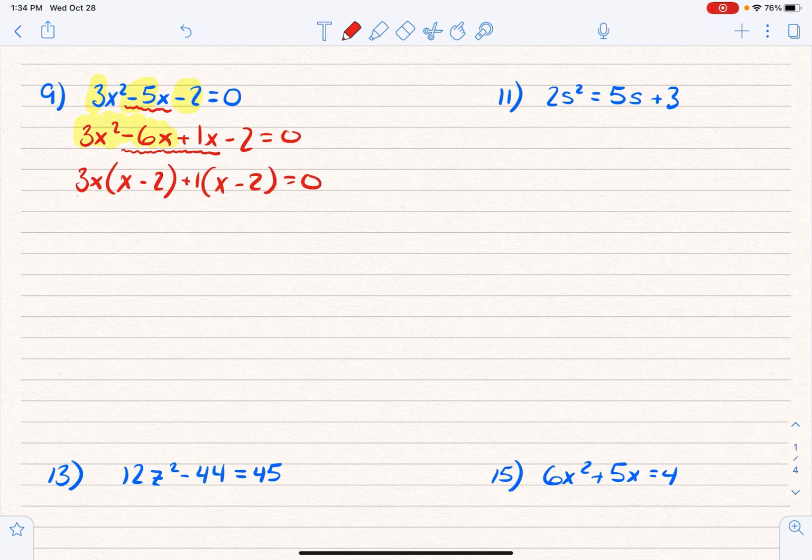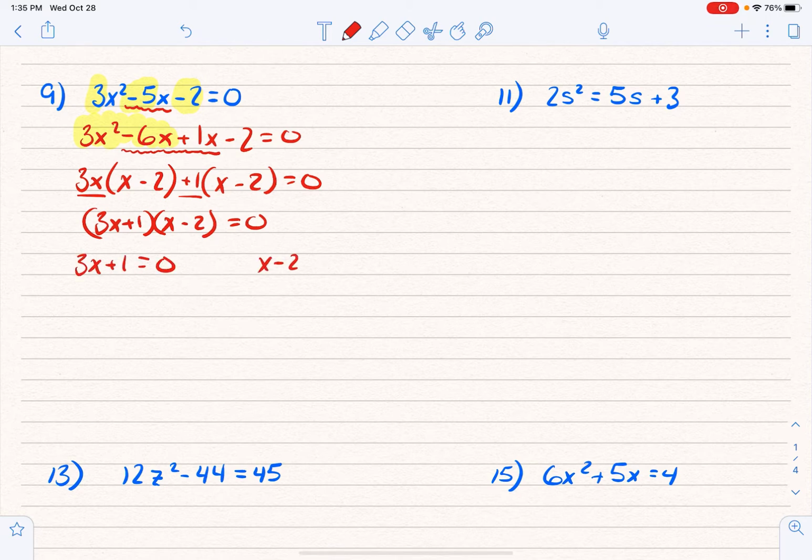And then at this point, I've got 3x plus 1 times x minus 2 equals 0. Okay, so then I can split it at that point and say 3x plus 1 is equal to 0 and x minus 2 is equal to 0. If this is the case, then 3x is going to be equal to negative 1 and x would be equal to negative 1/3. Or in this case, you would add 2 to both sides, you get x is equal to 2. So x is either negative 1/3 or x is 2.